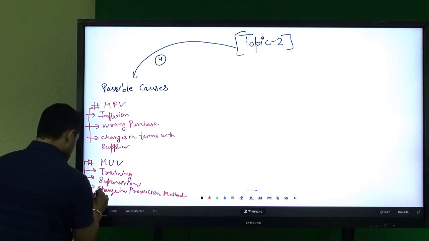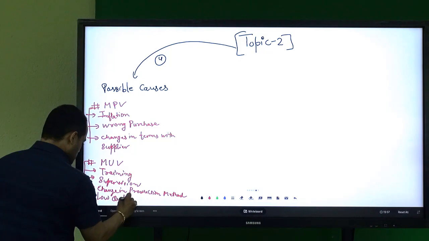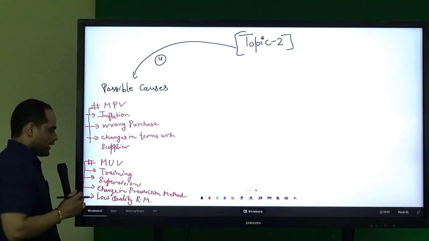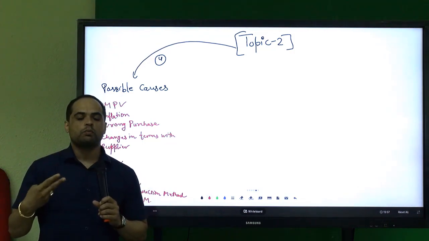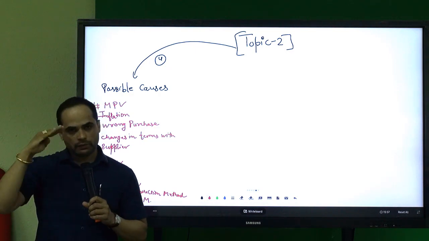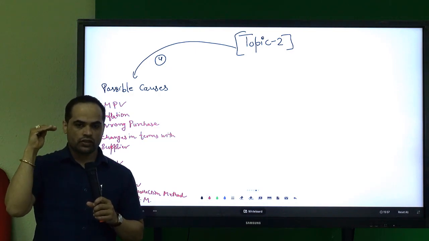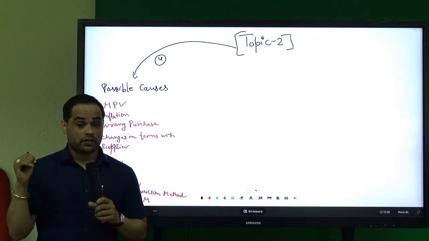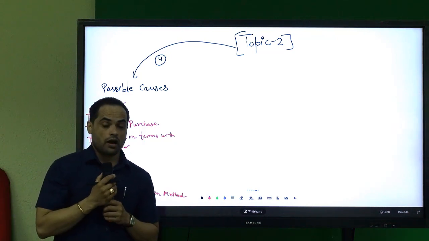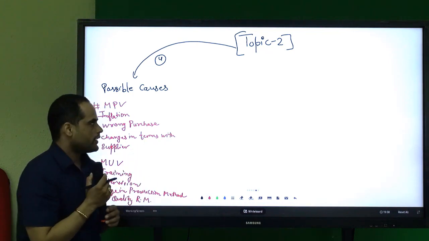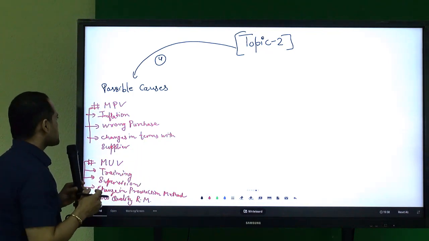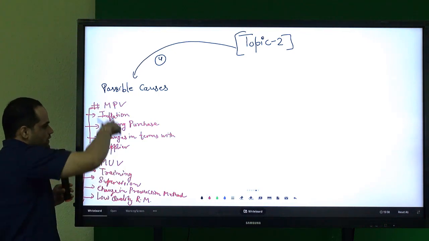The next one is low quality raw material. If the quality of raw material is not good enough, we have to consume more and more material in order to meet the minimum requirements of the product inspector. So for that reason, our material usage will be increased. So that's all about material cost variance.